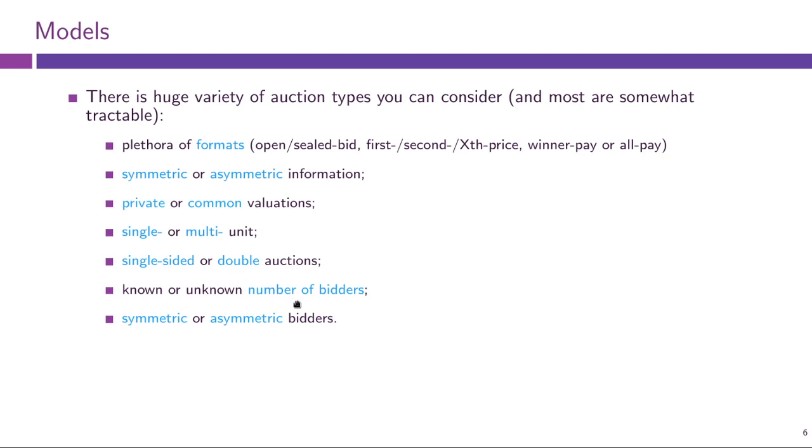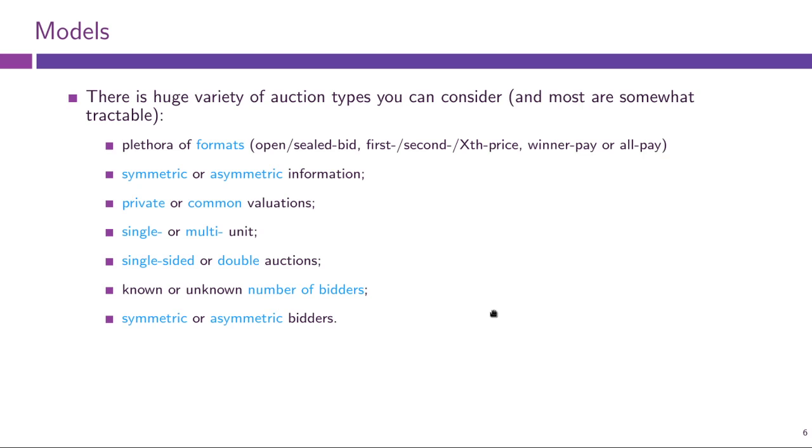Now you can have known or unknown number of bidders, you can have symmetric or asymmetric bidders. So there is a lot of possible variations. And you can combine these assumptions in many different ways. That's why probably auction theory is such a rich field, just because you have so many different variations on the models. Today, we will look at some combinations of these models.